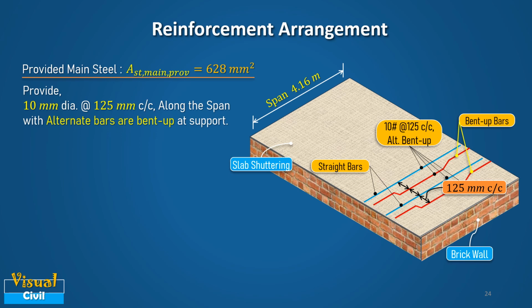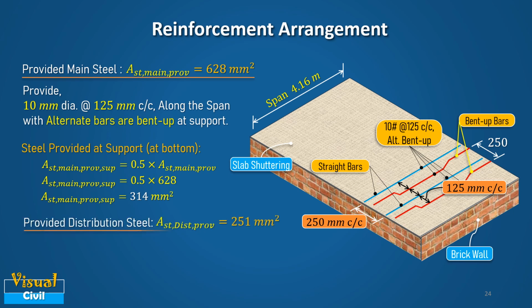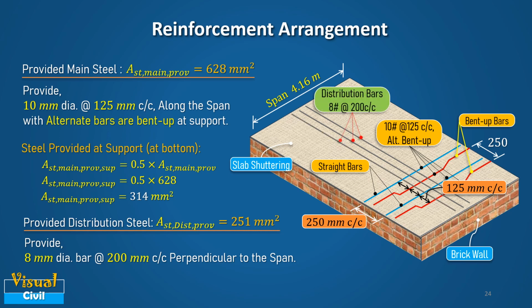At support, at bottom, only straight bars are available as the 50% bars are cranked up with the spacing of 250 mm between the 2 consecutive straight bars. This means only 50% of the main steel is available at support at bottom. The distribution bars are straight bars provided perpendicular to main reinforcement bars as shown in figure.